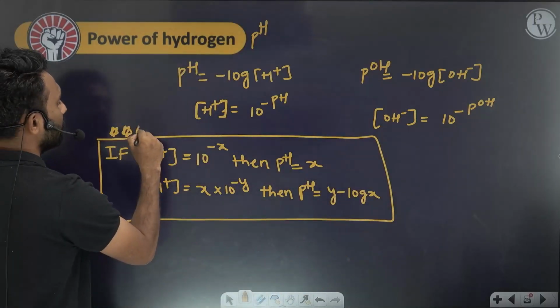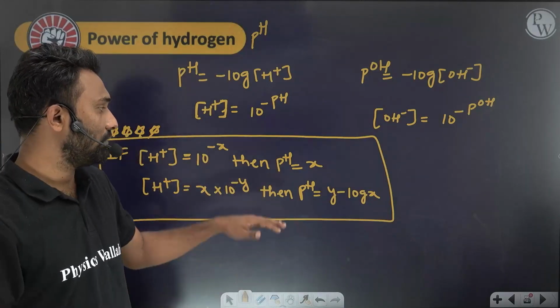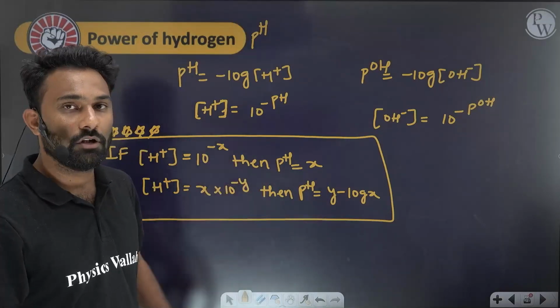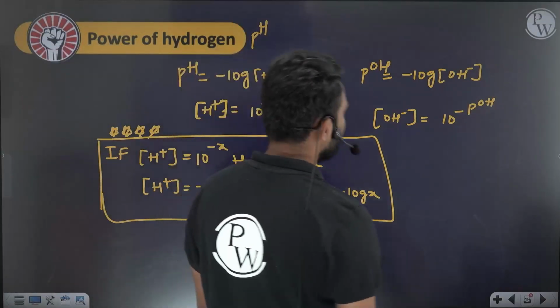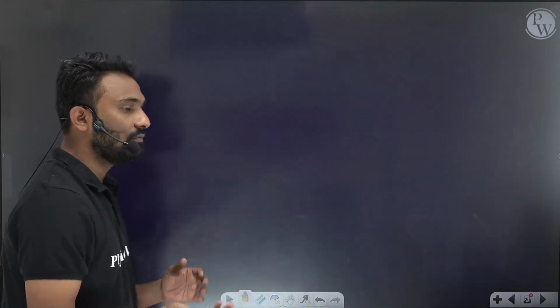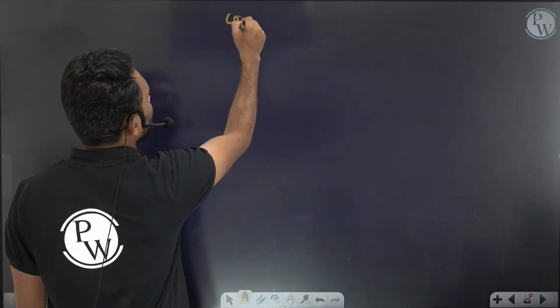Now these two are very important to solve. To solve the pH questions fast, if you remember these two, you can solve the questions very fast. Next, considering the relation. Now the relation of the Kw and the pH.